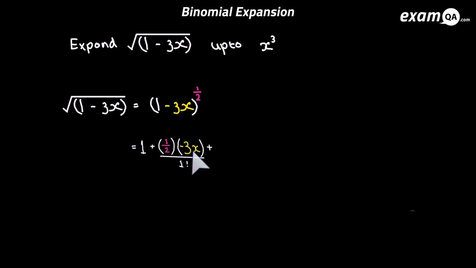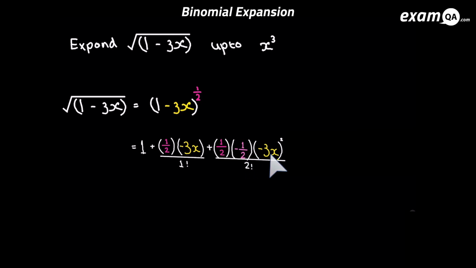So what is this term? It's the power times the minus 3x. And all of that's over 1 factorial. Okay, before we go to the next term, try to guess it. So pause the video if you need to. So as before, we start off with the power again. The next term is 1 less than the power. And you should be able to say what's 1 less than a half. Half minus 1 is simply minus a half.